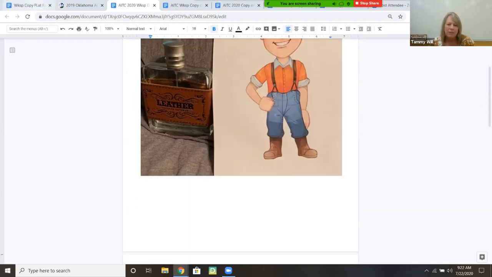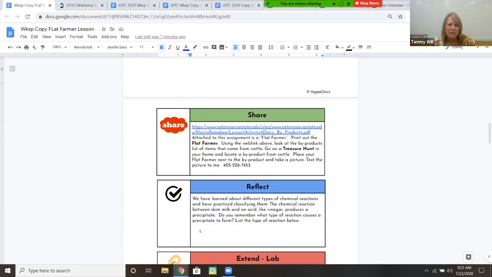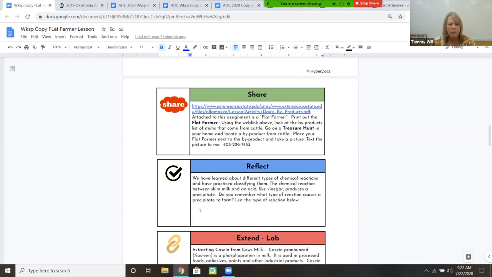Let me get back to my document. So they went on their treasure hunt. I gave them my phone number. All my students were a small school, and I know that's not what every teacher in the state does. They all pretty much have my phone number anyway, so I just put it in there. They could text it to me. But the other option is I have students text to my email, and that picture will come directly to my email. So that's the other way you can do that.